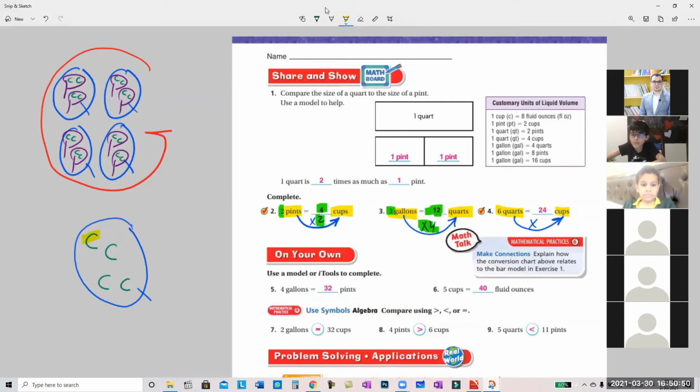I'll draw it for you. We have 1, 2, 3, 4. We have 4 cups in 1 quart. So you have to multiply by 4, okay? So 4 multiplied by 6 equals what? 24. Thank you, Yusuf.